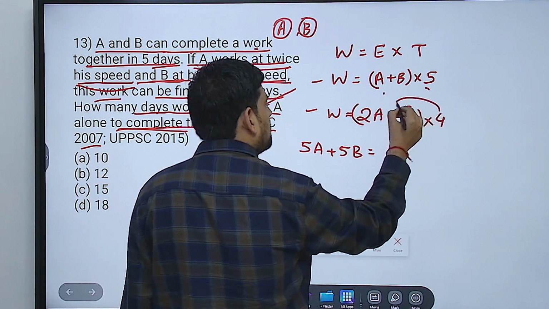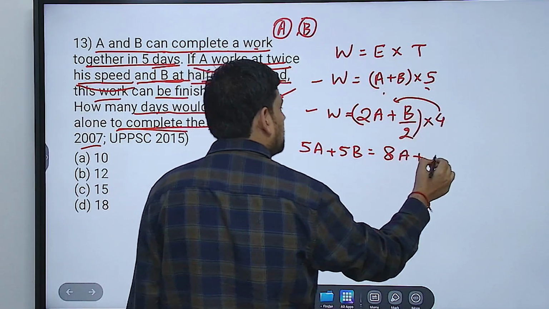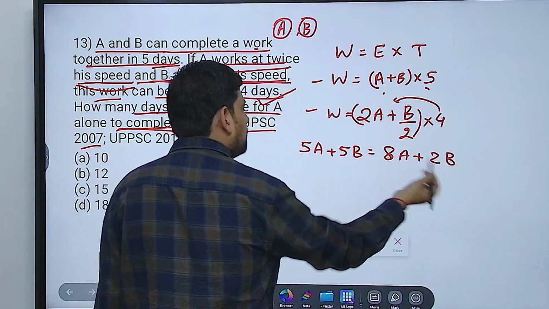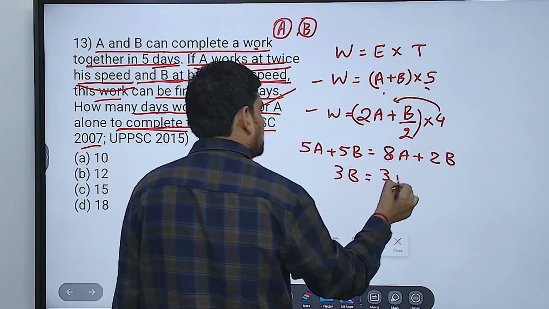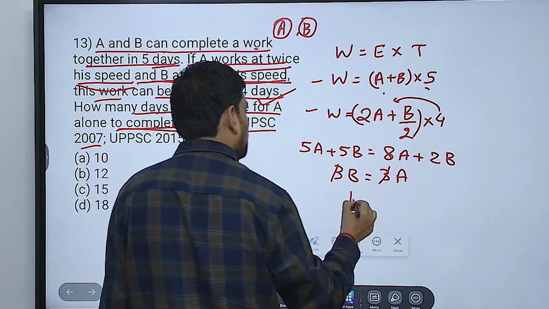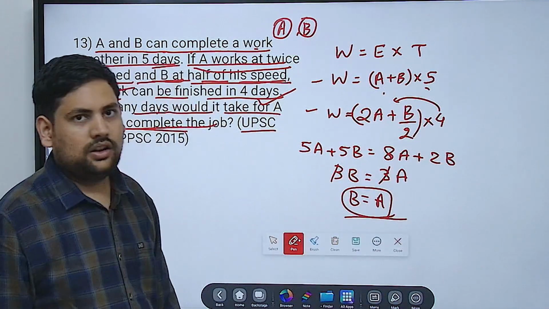I have multiplied by 4. If I multiply, this becomes 8A plus 4 into B by 2, which gives you 2B. 2B you can send here, it becomes 3B. 8A minus 5A is 3A. 3 and 3 can cancel out. So the efficiency of B and the efficiency of A are exactly equal.